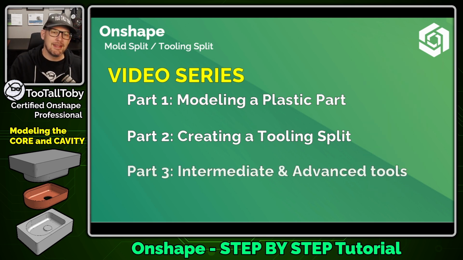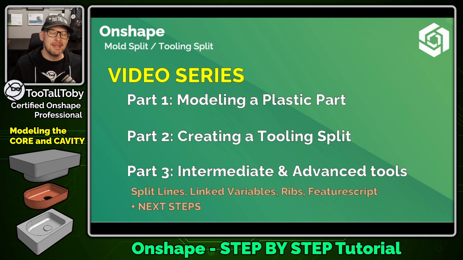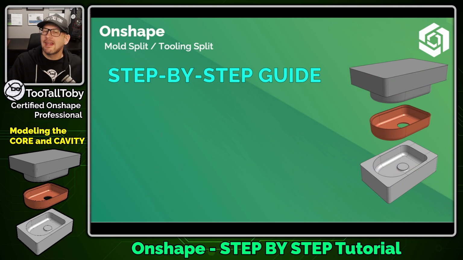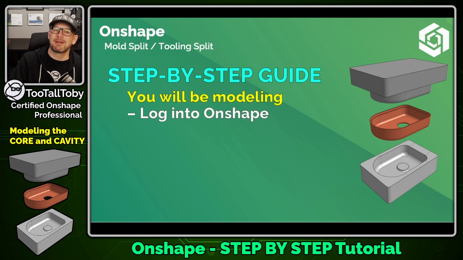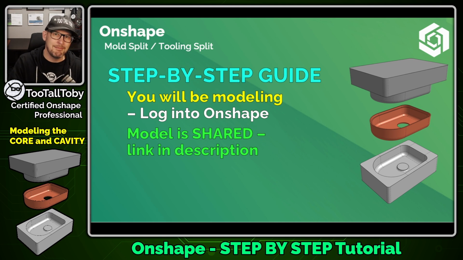And then finally, in video 3, we're going to introduce some intermediate and advanced tools for people who are doing plastic part design. This will be things like split lines and linked variables and ribs and feature script, and we'll give you some next steps. Now, this is going to be a true step-by-step guide. You will be modeling, so make sure that you're logged into Onshape and make sure that you've got that plastic cover from the previous video.